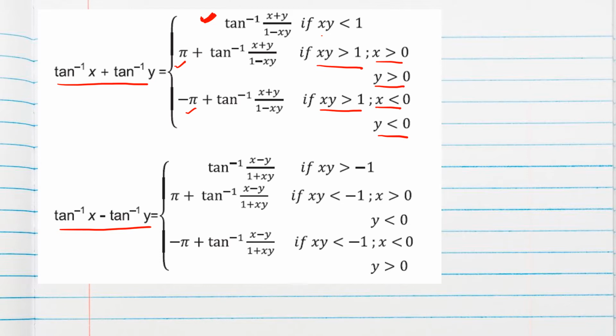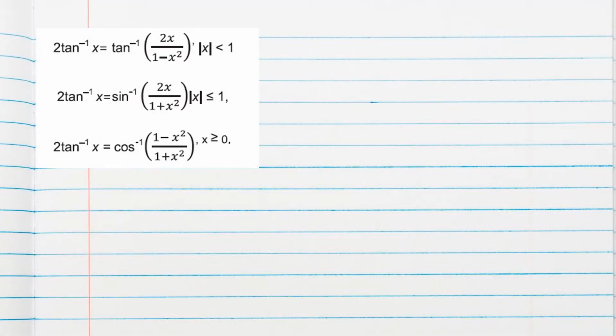So you can pause the video to note down all these formulae and properties. 2 tan inverse x equals tan inverse 2x by 1 minus x square, this also, and this one also. All these properties you should remember when you solve questions based on inverse trigonometry.